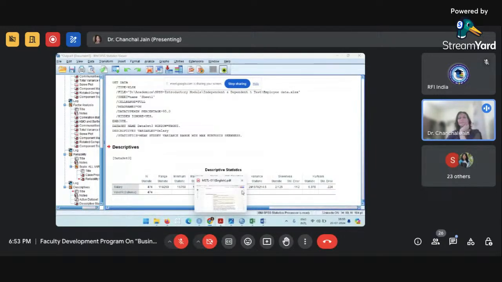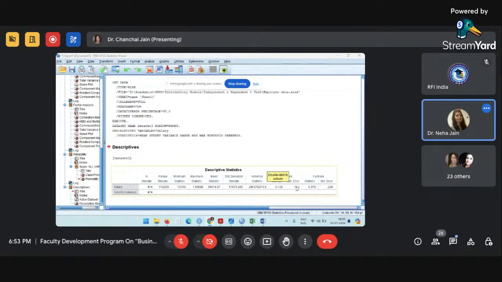Yeah. So here you can see, if I talk about descriptive statistics, this particular output is coming in front of you, where we have transferred the salary variable. In the first column, N is the sample size, which is 474. That means a total of 474 employees' data is available in that particular data sheet, right? Now, the range of the salary is 1,19,250. Minimum of the salary is 15,750 and the maximum is 1,35,000.